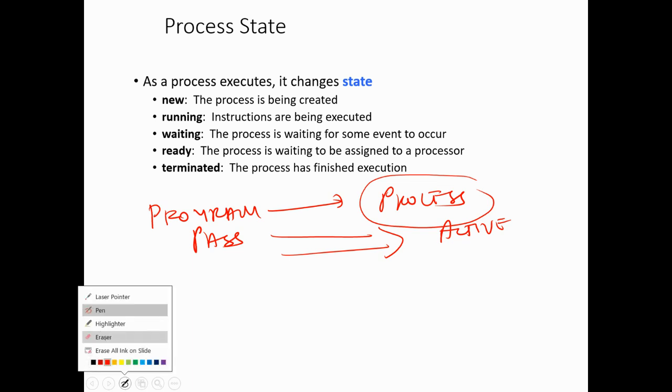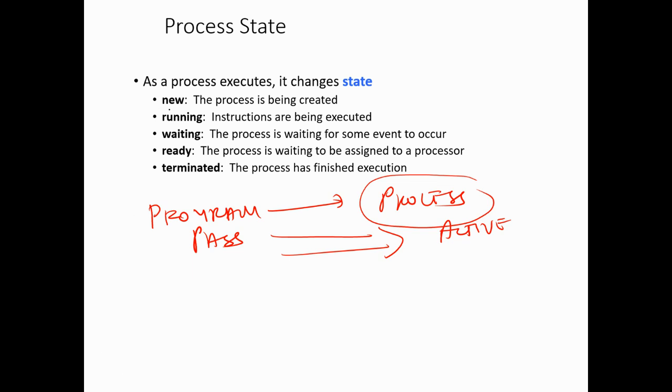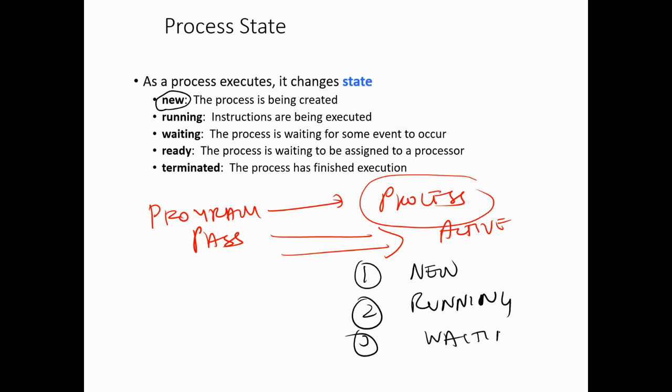Let me change the color. Okay. First thing is new. New is nothing but the process being created, which is a new process. Second one, running: the process which is currently running inside the CPU. Third, waiting: we already have a process running inside a CPU, let's take it as P1. P2 is waiting for the CPU until P1 gets completed. So P2 is in the waiting state.